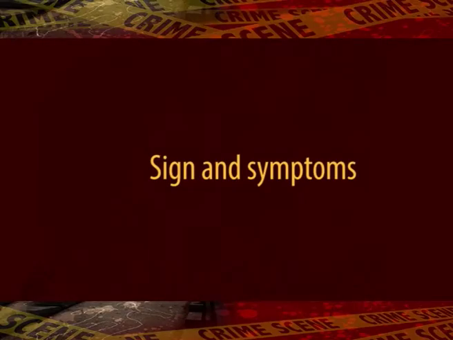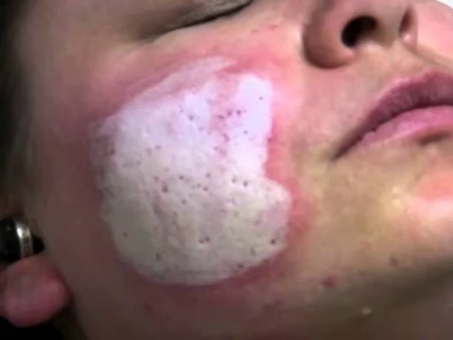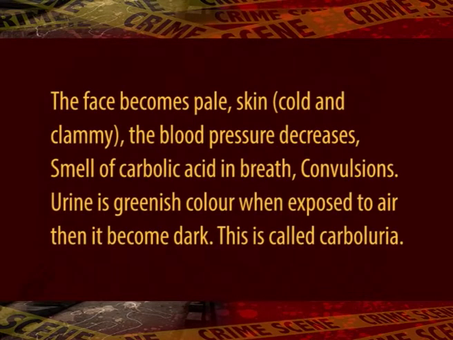Signs and symptoms. It causes intense burning in mouth and throat. Membrane of the lips and mouth becomes white. If absorbed in blood, it causes giddiness, insensibility, after that deep coma. The face becomes pale, skin cold and clammy. The blood pressure decreases, smell of carbolic acid in breath, convulsion. Urine is greenish color. When exposed to air, it becomes dark.